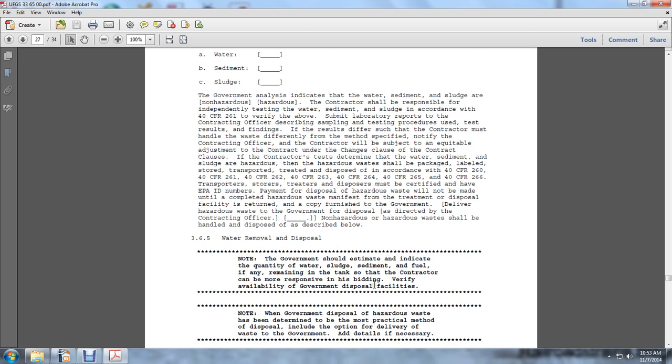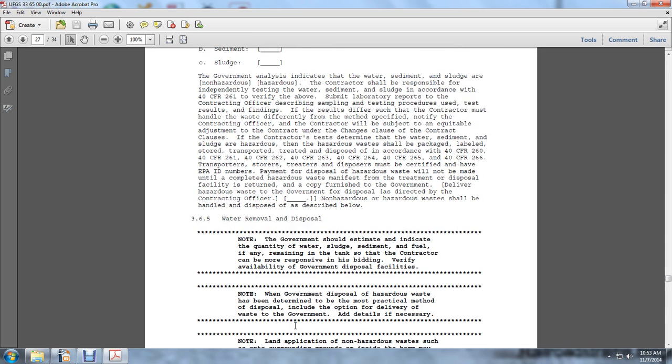Verifying availability of government disposal facility. Government disposal of hazardous waste has been determined to be a practical method of disposal, including the delivery of waste to the government in detail as necessary.